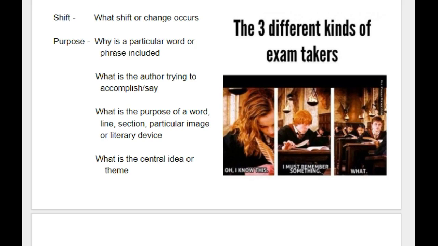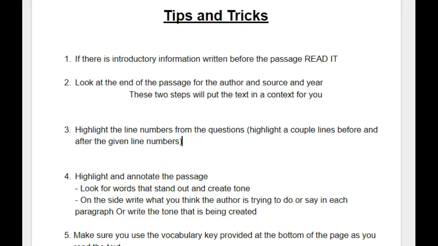And many of the questions are about purpose. So you'll often be asked, why is that word or phrase in there? What does it do? What is the purpose of it? What's the author trying to say? What is the purpose of this particular image or literary device? And what is the purpose of the whole piece? What's the central idea or theme?